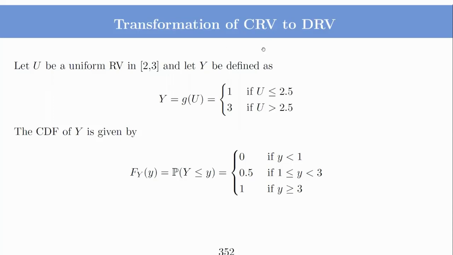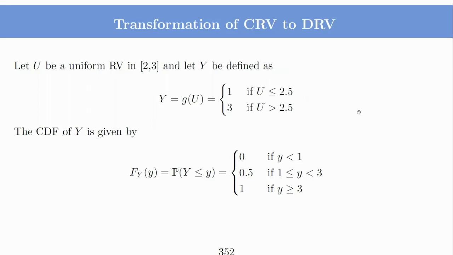So this case is where I'm transforming a continuous random variable to a discrete random variable. If we know the second one is a discrete random variable, I could have directly computed the mass also. But suppose we don't even know whether it is a DRV or a CRV or a mixture of both. So we will see how the CDF will give the results for those cases. So let U be a uniform random variable in the interval [2, 3], and let Y be defined as Y equal to g(U), which is 1 when U is less than or equal to 2.5 and 3 when U is greater than 2.5. So U is a uniform random variable.